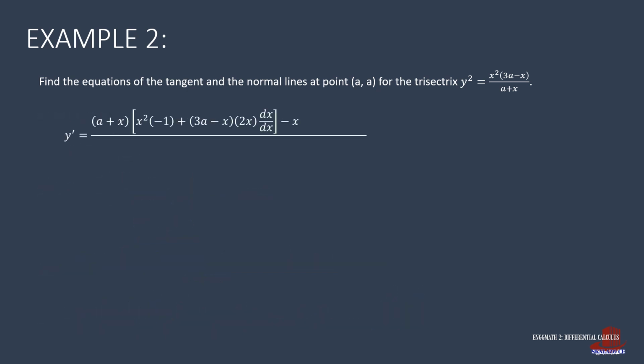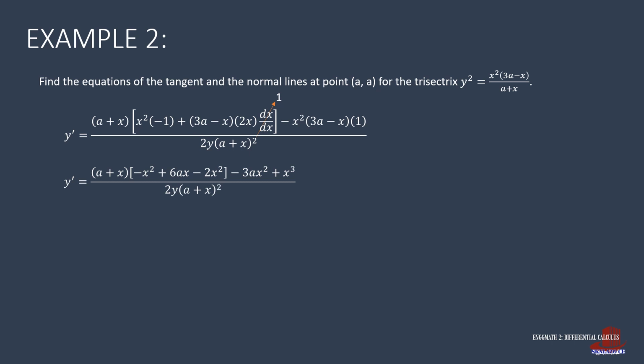The last term with the derivative is x squared, which can be taken as 2 times x times dx all over dx, also taken as 1. So we get a rather long simplification, but then some terms can be collected to get a plus x times 6ax minus 3x squared minus 3ax squared plus x cubed all upon 2y times the square of a plus x.